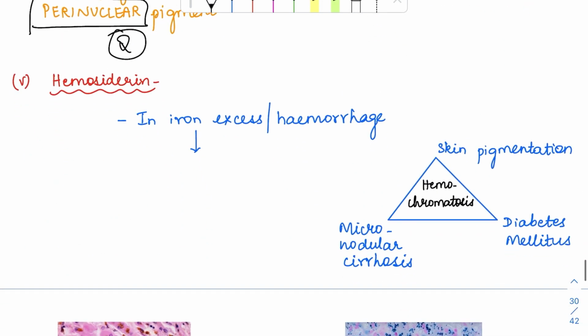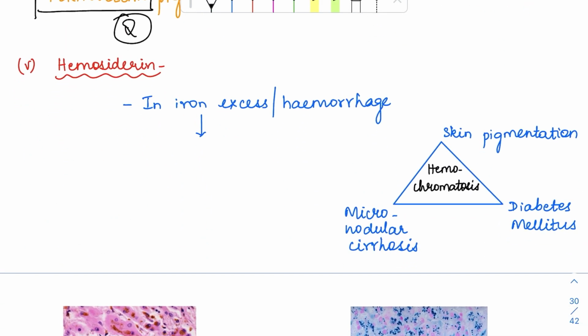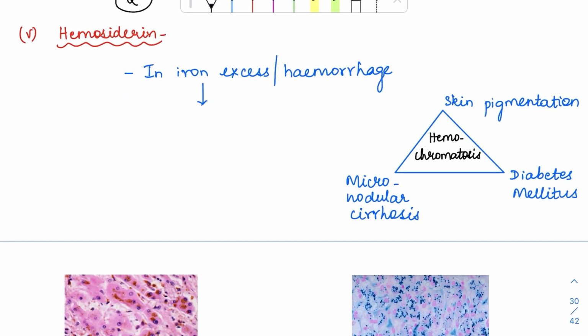So the next pigment will be hemosiderin. Hemosiderin is actually a pigment of iron. So you see it in conditions of iron excess or hemorrhage. Suppose it is an inherited condition like hemochromatosis. Inherited iron excess will be seen in hemochromatosis, which is an autosomal recessive condition again. Other than that, when there is a hemorrhagic condition, suppose you get a contusion. Contusion is with blunt trauma, and you all develop this black colored pigment, right? That is nothing but hemosiderin deposition.